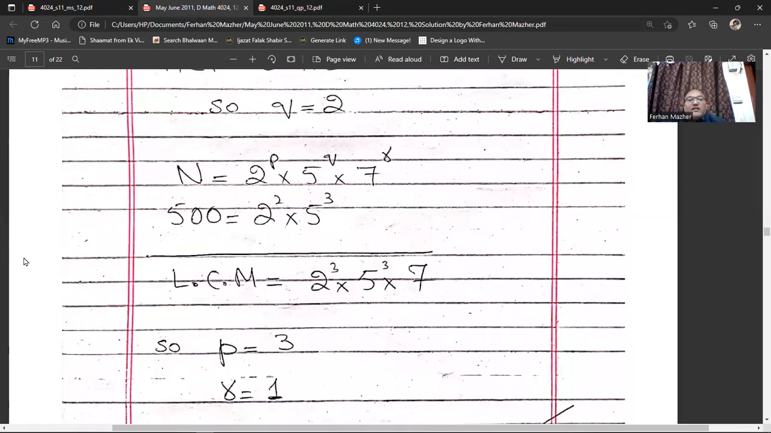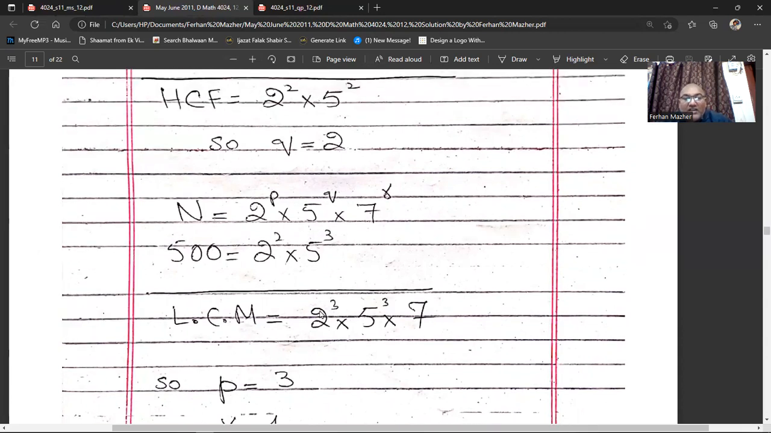Okay, now I know the value of q, that is 2. The LCM is also given. N is equal to 2 raised to power p, 5 raised to power q, and 7 raised to power r. 500 is equal to 2 square into 5 cube. So the LCM is 2 cube, 5 cube, and 7. That is given. So the value of p will be what?